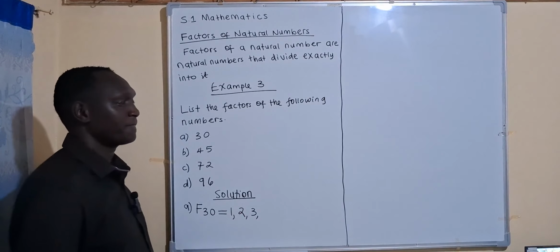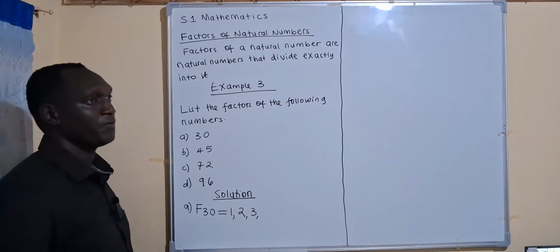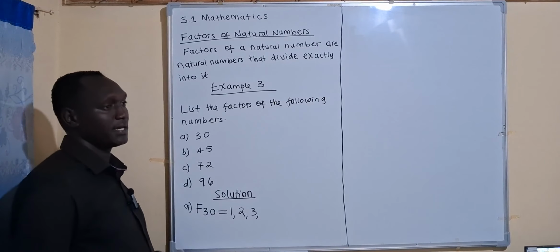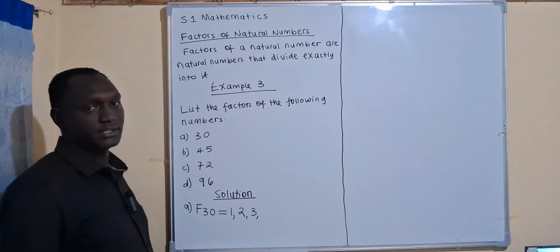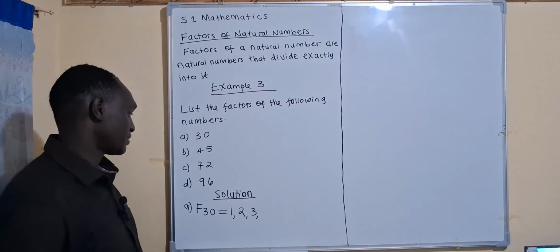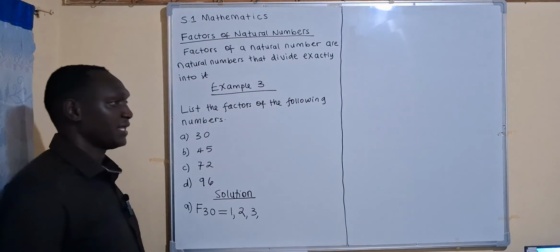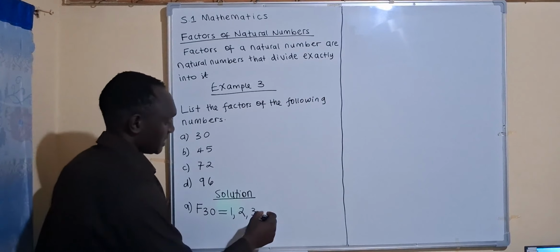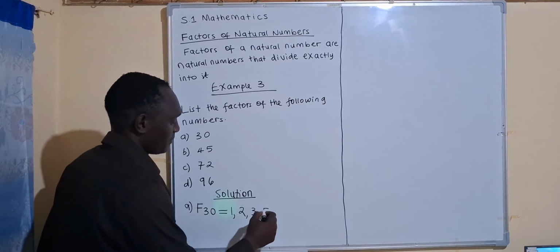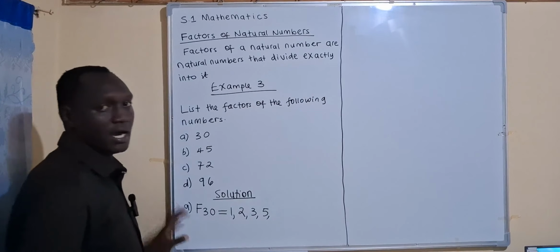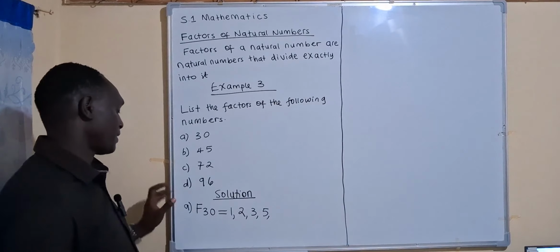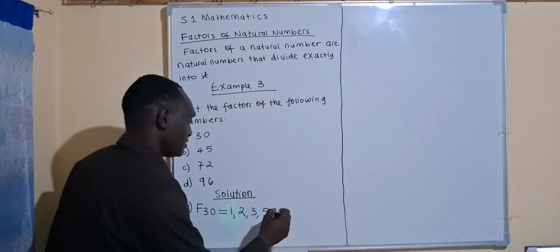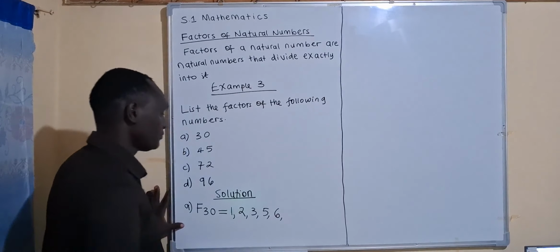What about 4? 30 divided by 4 we get 7 and the remainder is 2. So just because there is a remainder which is not 0, 4 is not a factor. What about 5? 30 divided by 5 we get 6 and the remainder is 0. Therefore 5 is a factor. How about 6? 30 divided by 6 we get 5 and the remainder is 0. Therefore 6 is a factor.